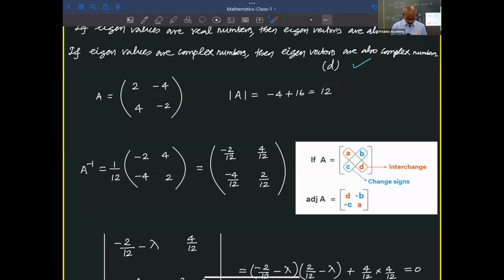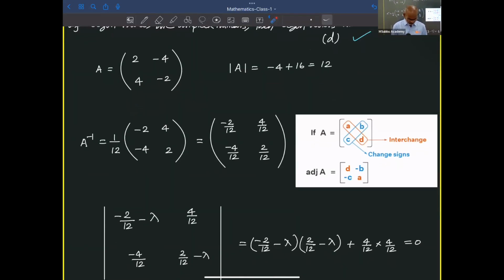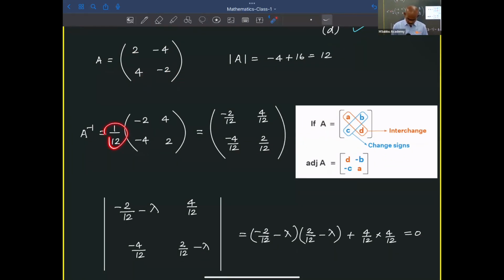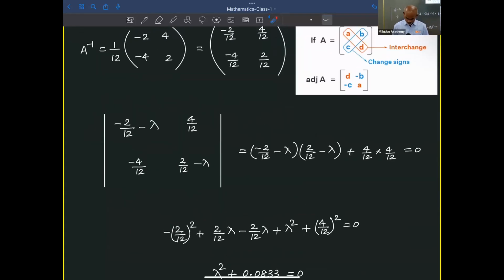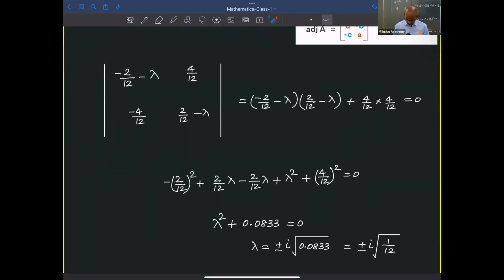2 into minus 2, which is minus 4, and this is 4. So this is the determinant of this matrix. And for A inverse, you interchange these, change the sign of those, and divide by this determinant. So this is going to be the A inverse. Now take the matrix minus lambda I. By that way, you have this quadratic. So now you are getting these as the roots.